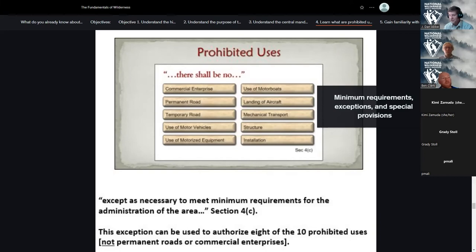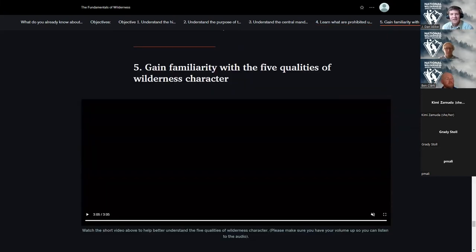So one, I would encourage you, if you haven't already, to read the Wilderness Act, the 1964 Wilderness Act. It shouldn't take you that long. It's a short, actually in some ways, poetic piece of legislation. But then you should also read the legislation that created your wilderness area, the wilderness area that you work for. And you should specifically look for the wording and the verbiage that may allow a use that would otherwise be prohibited. So gain a familiarity with the five qualities of wilderness character. This should be a little bit of a review for you guys because Nancy mentioned these, but I'm going to let Ben go ahead and play this video.